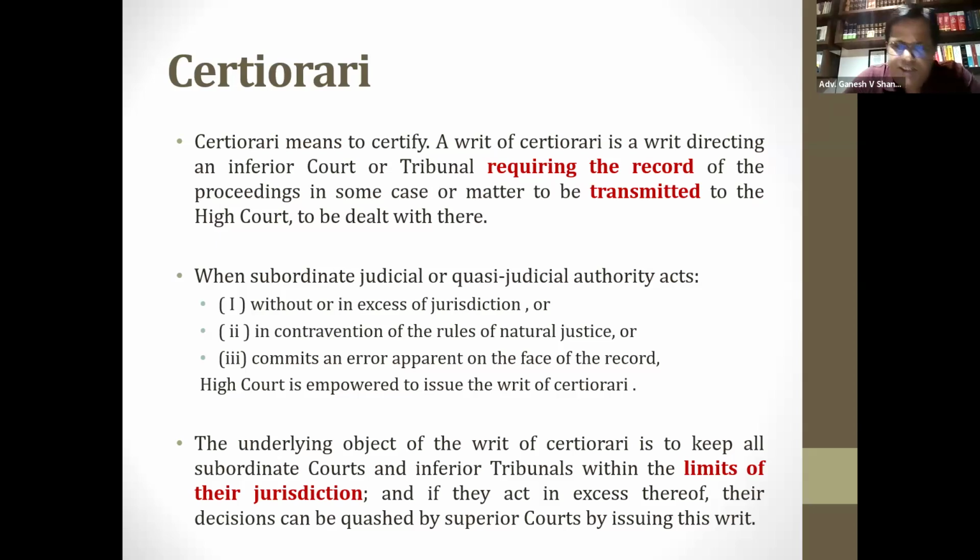The main objective or intention of certiorari is to keep all the subordinate courts and quasi-judicial authorities or tribunals under the limits of their jurisdiction. If they are trying to exceed their jurisdiction, or powers which are conferred under their respective statutes, they can be brought under control by issuing certiorari. So certiorari we are using in GST most of the time. In GST we are using it to quash the orders which are issued by the appellate authority or the adjudicating officer or GSTAT, which is going to come in future.